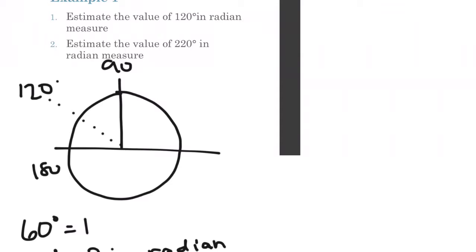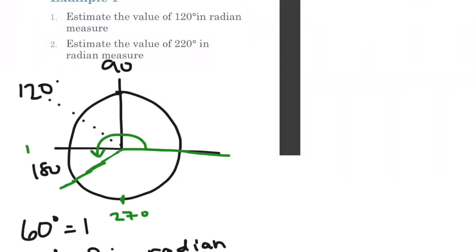Okay, let's look at number 2. Number 2 says estimate the value of 220 degrees in radian measure. So again, the first thing I would do is kind of draw out where 220 degrees is. So I know that right here would be 270 degrees. So, I don't know, 220 would be maybe about here. Right, so that's going from this line here all the way to here. So 220 degrees.